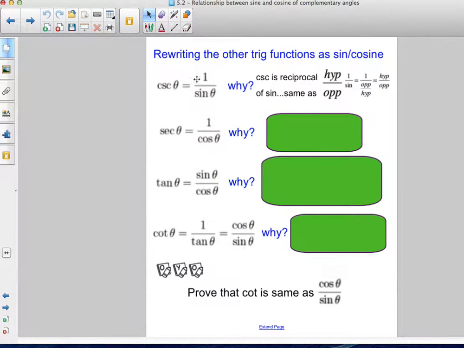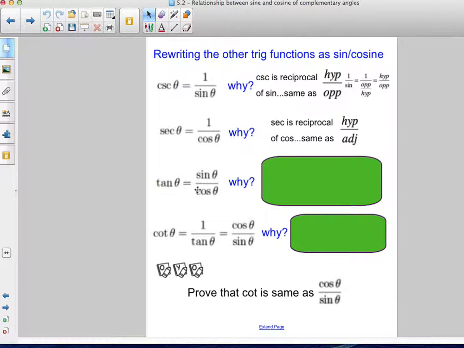And basically what we're doing is we want to rewrite all of these other functions. We have sine and cosine, but we want to rewrite the other 4 functions as functions of sine and cosine. So secant, right? Well, we can think of secant as 1 over cosine, and then we just rewrote it as a cosine only. Secant is the reciprocal of cosine, same as hypotenuse over adjacent. So if you think of secant as hypotenuse over adjacent, you can also think of it this way. Again, rewriting a function as a cosine.